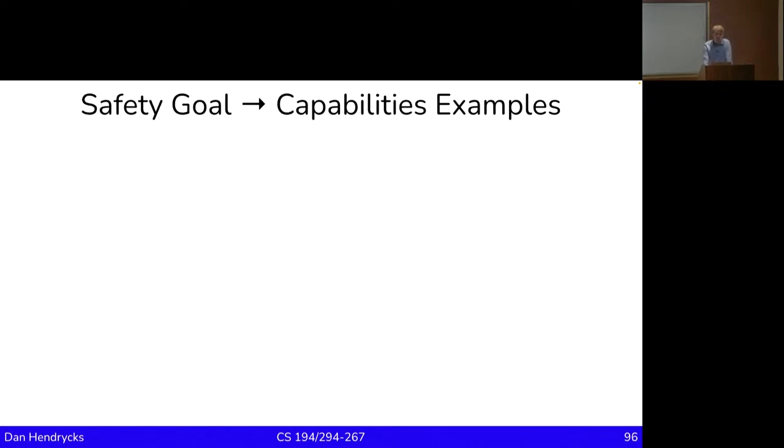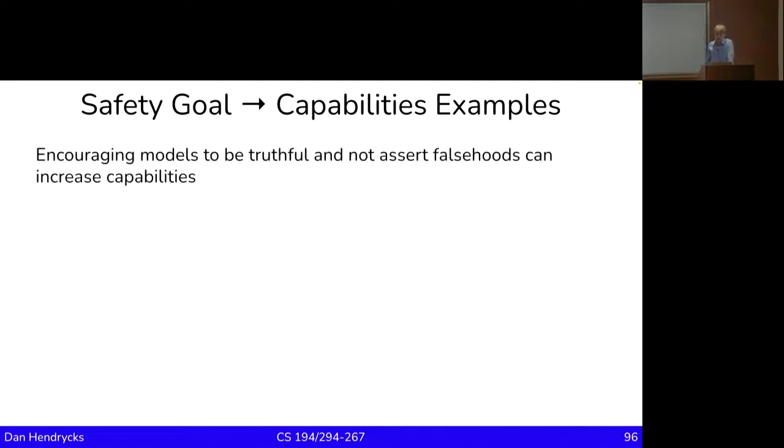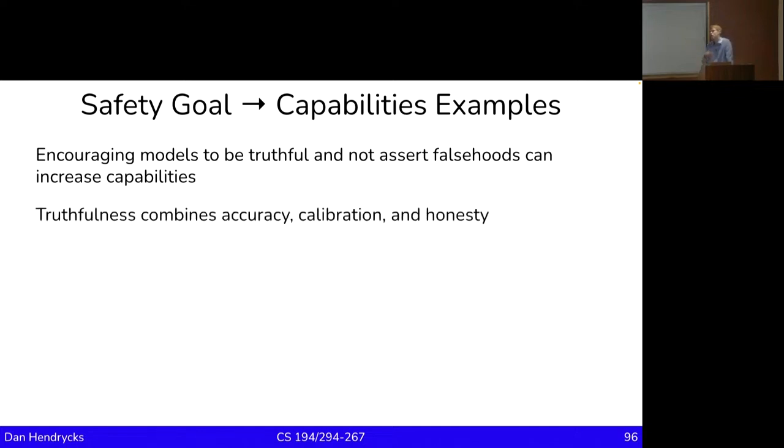Here's some instances of safety goals improving capabilities. If you encourage models to be truthful and not assert falsehoods, that can increase capabilities, because truthful, that sounds like a very good thing to have, right? Well, yes, we would like that. That would make the model in some ways more safe, I guess, but that will also mean a lot more accurate, a lot better representations, a lot more powerful, because truthfulness combines accuracy and calibration and honesty.